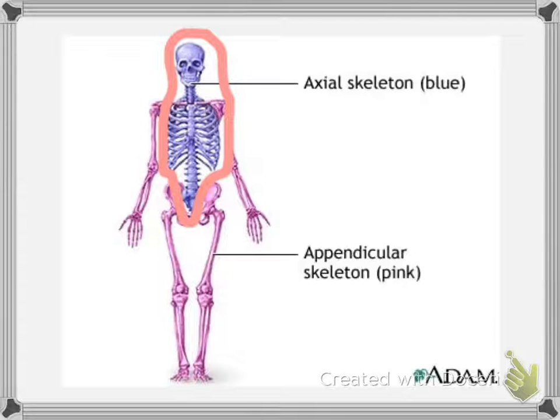Now the axial skeleton has two main functions. The first is to support and protect the organs in the dorsal and ventral cavities, and the second is that it creates a surface for the attachment of muscles.